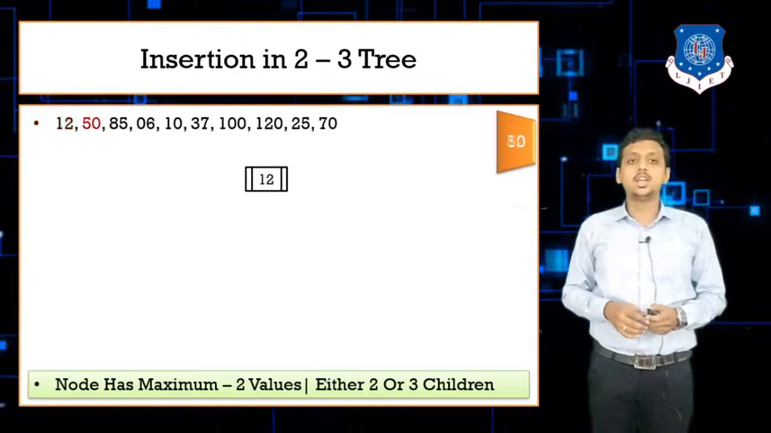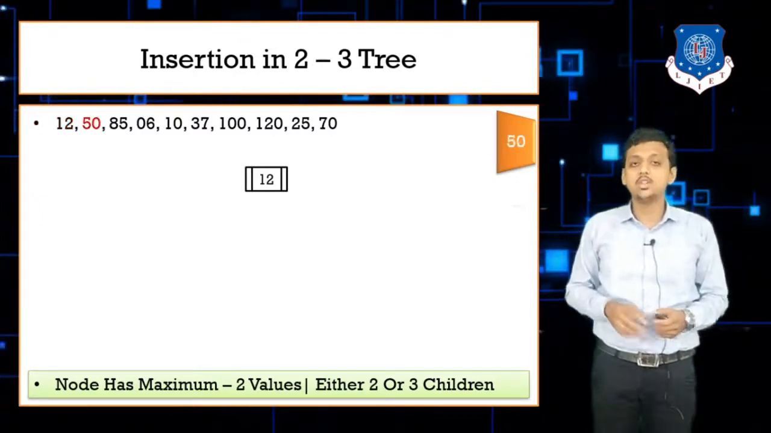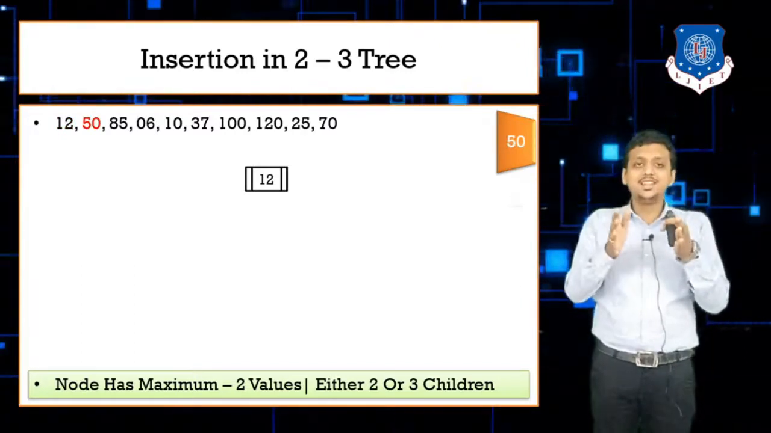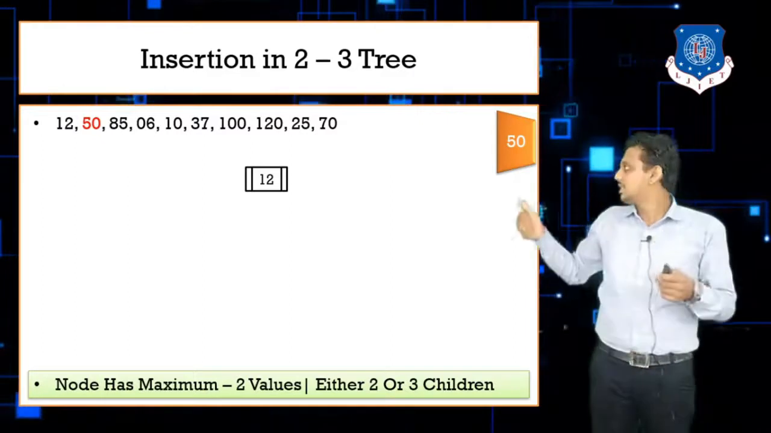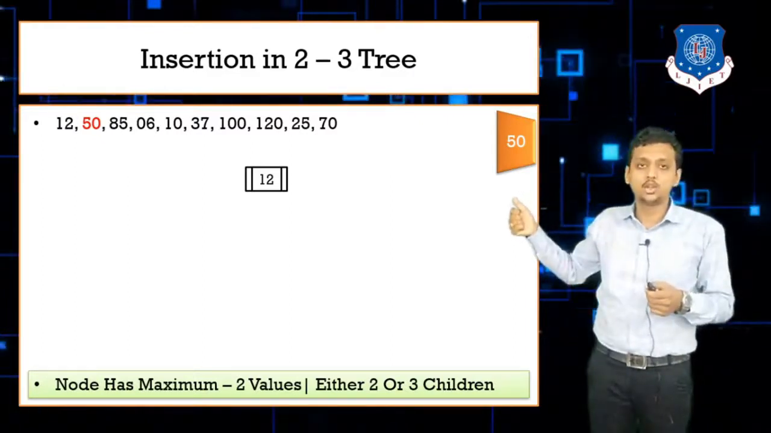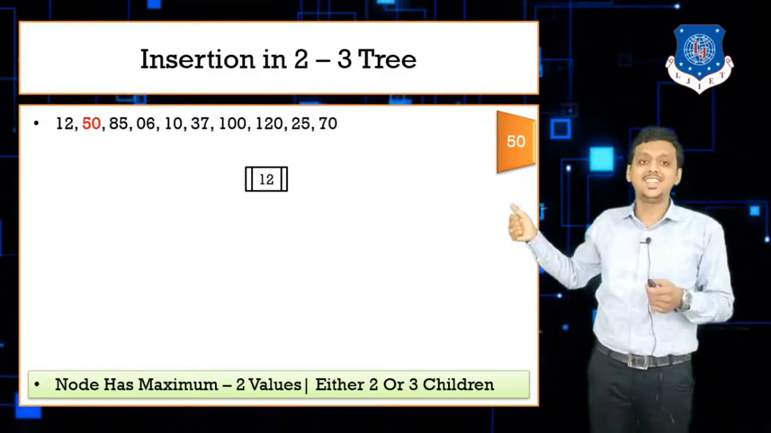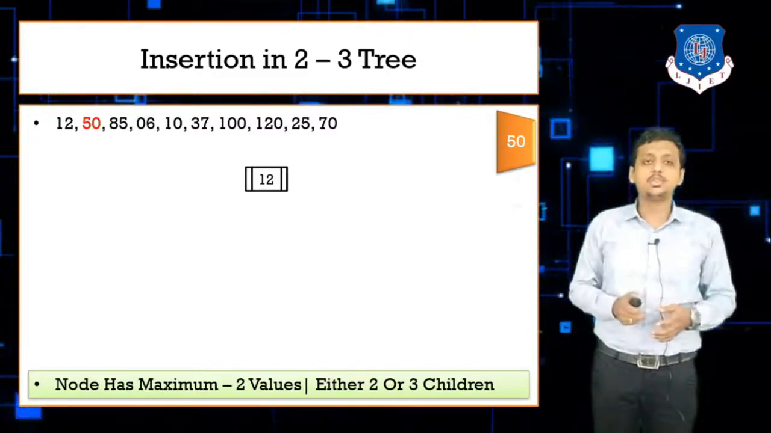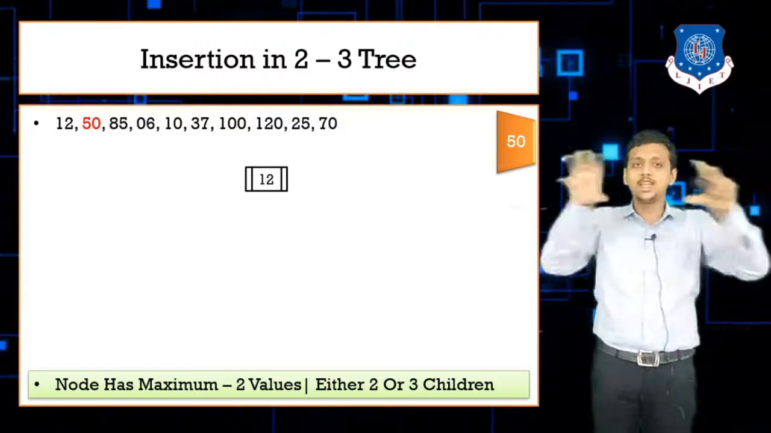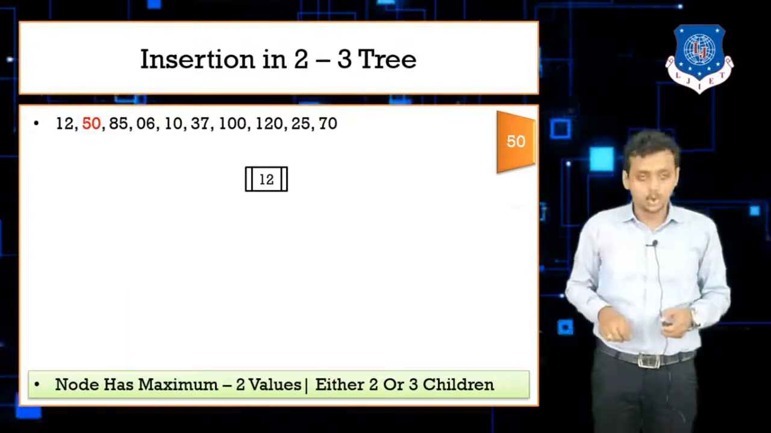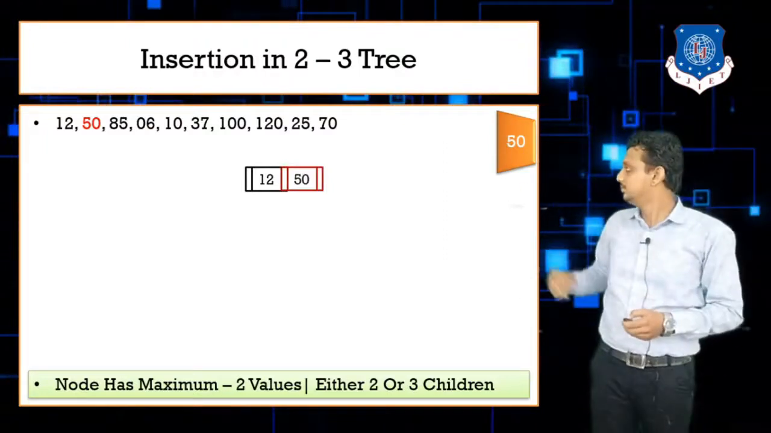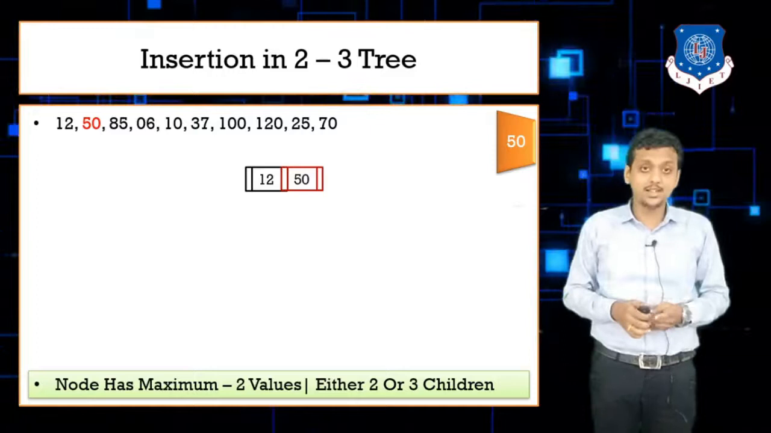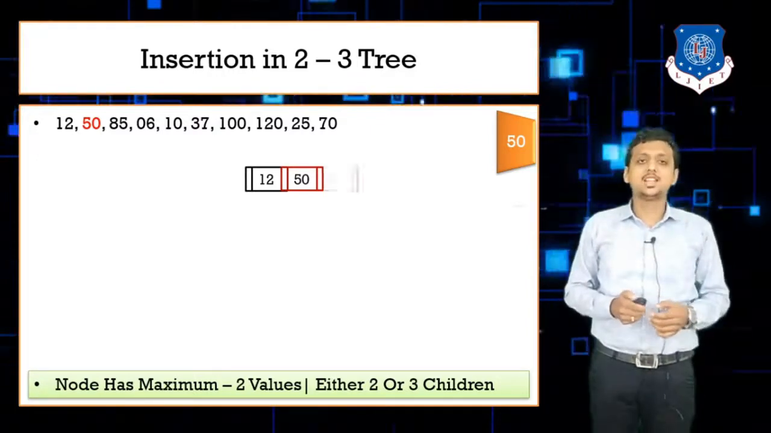Now next we have 50. In one node, students, I can insert a maximum of 2 values. Here I still have one space left in the root node, so I can easily insert value 50. That's why I am going to insert 50 on the right side of the 12, in the same node. So here it is. Now 50 is inserted on the right side of the 12.